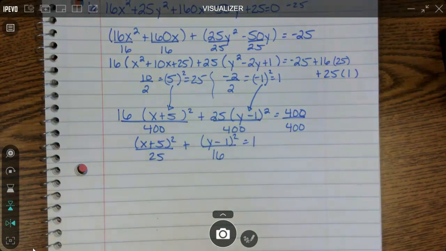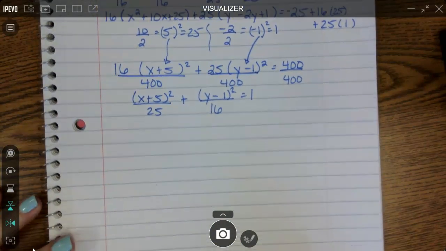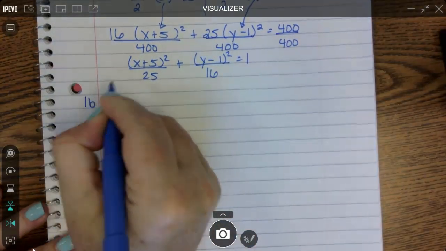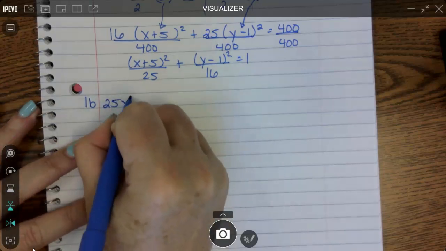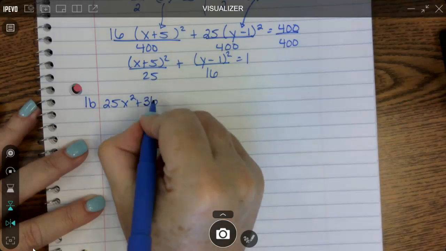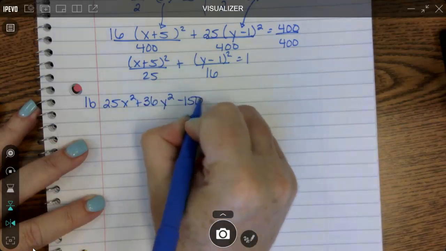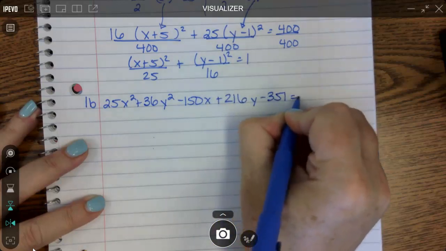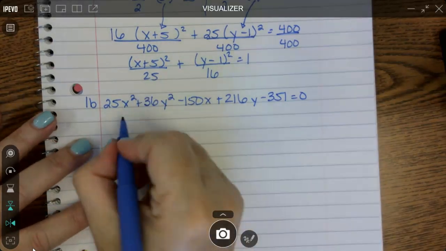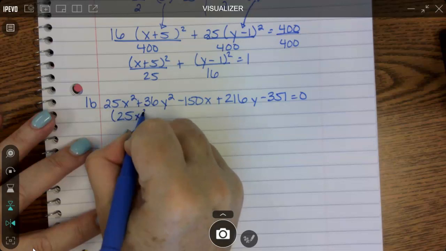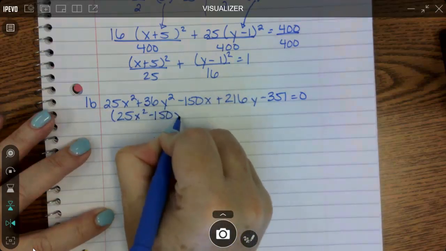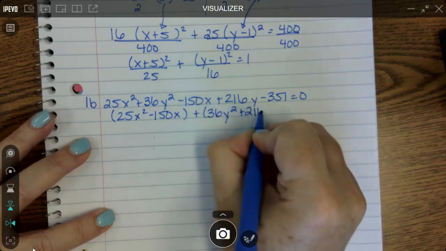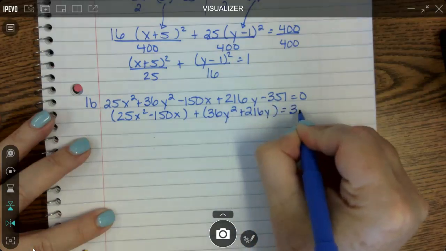Okay, so now we're going to do number 1b. Let me move this piece of paper out the way. So 1b is 25x squared plus 36y squared minus 150x plus 216y minus 351 equals 0. Okay, so we're going to do like we just did. We're going to group our x's together and minus 150, and then group our y's, and then add 351 to the other side.